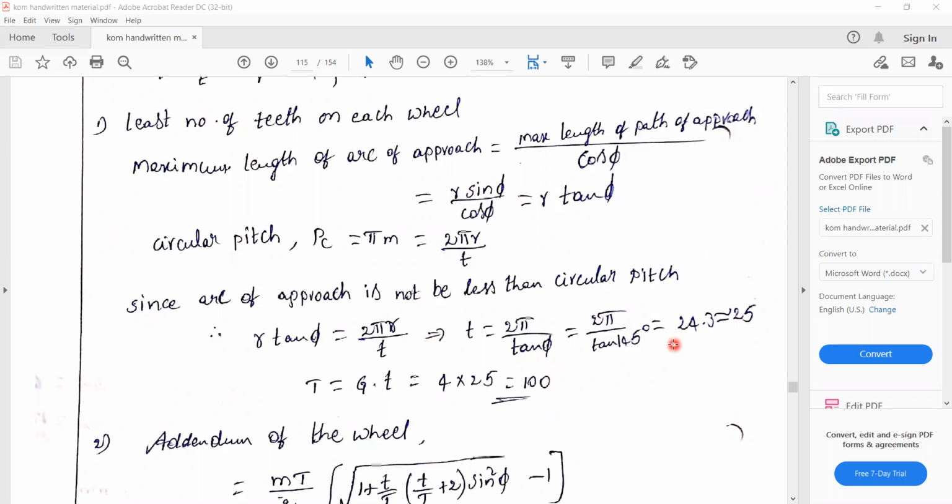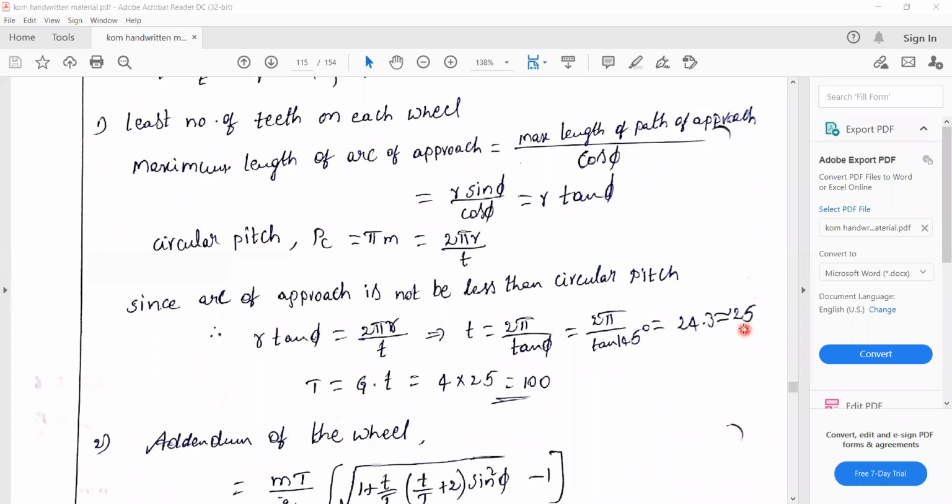Then how much is t? When we make the calculation with tan 14.5 degrees, the small t value arrives at 24.3, which is approximately 25.